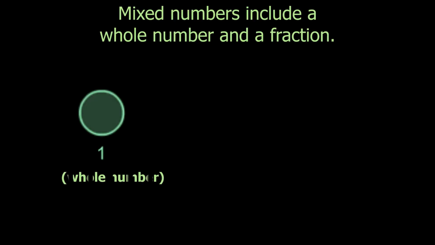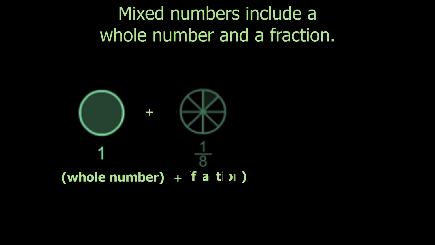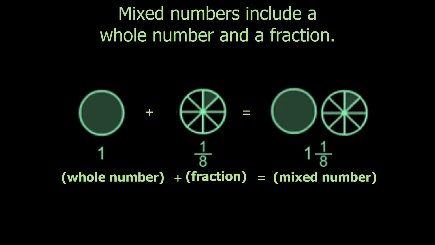Now let us see what is mixed fraction. Mixed fraction means it has one whole number and one fraction. This is called mixed fraction. So one whole number and a fraction. See, 1 plus 1 by 8 means 1 and 1 by 8. This is mixed fraction. We can convert this mixed fraction into improper fraction.